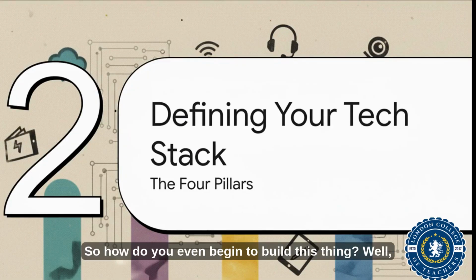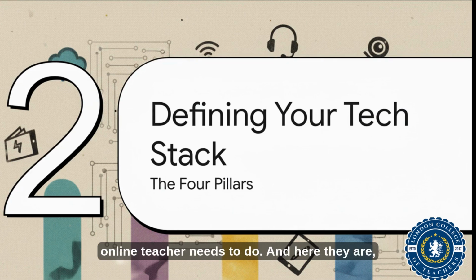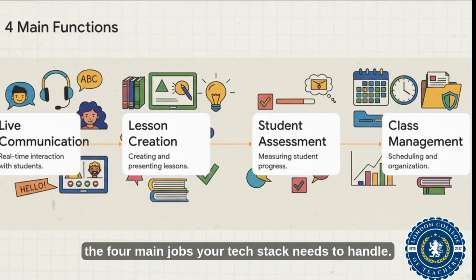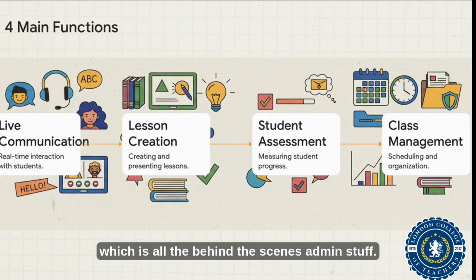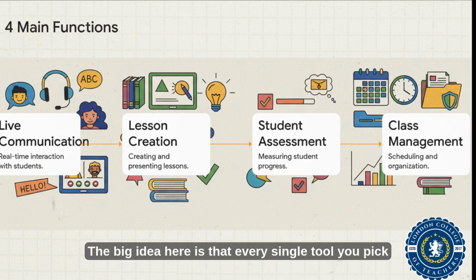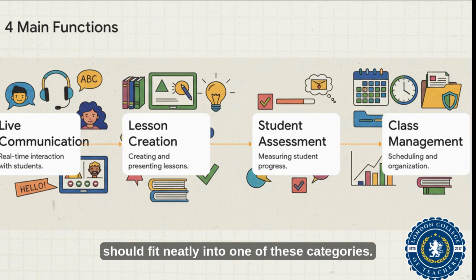So, how do you even begin to build this thing? Well, a really solid tech stack is built on 4 main pillars. These pillars cover pretty much every single thing an online teacher needs to do. And here they are, the 4 main jobs your tech stack needs to handle. Number 1, live communication. Actually talking to your students. 2, lesson creation. 3, student assessment, so checking how they're doing. And 4, class management, which is all the behind-the-scenes admin stuff. The big idea here is that every single tool you pick should fit neatly into one of these categories.